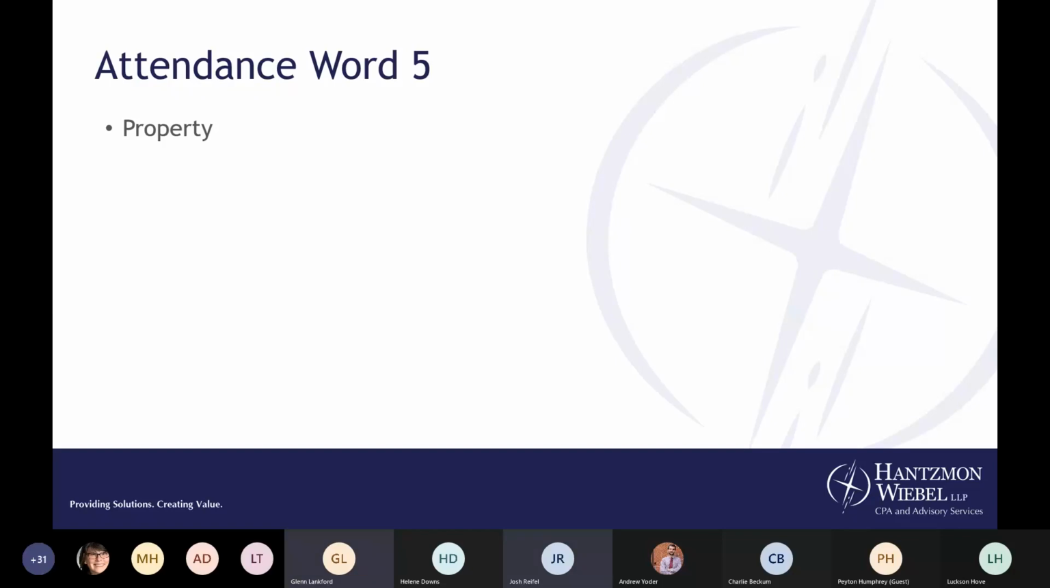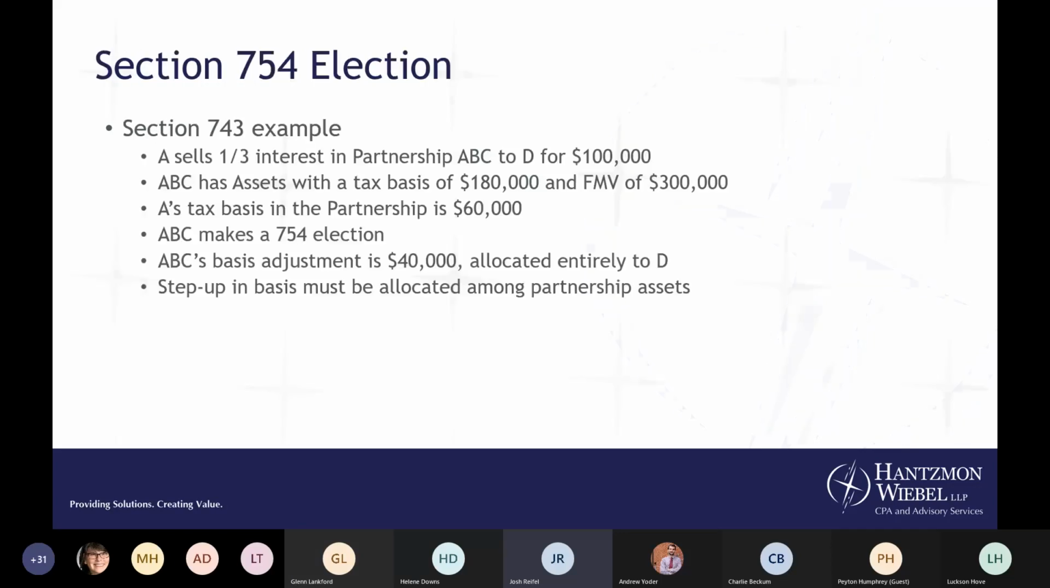All right. Attendance word 5, property. P-R-O-P-E-R-T-Y, property. Give you a moment to write that down. Unlike the first words this morning, they do not form a sentence. So if you're trying to read it, it's not making any sense. That's just because there's no sense to them.